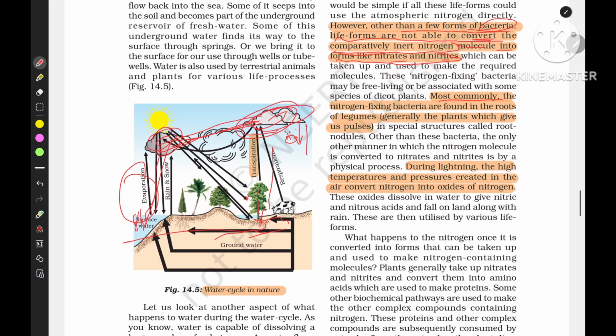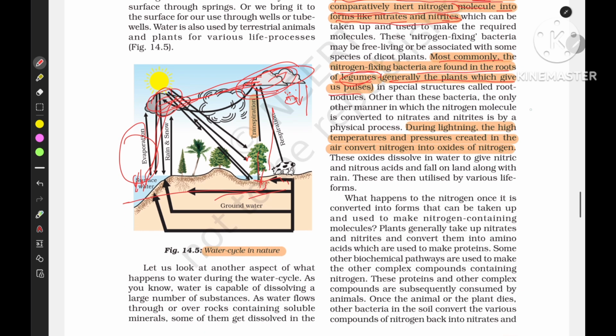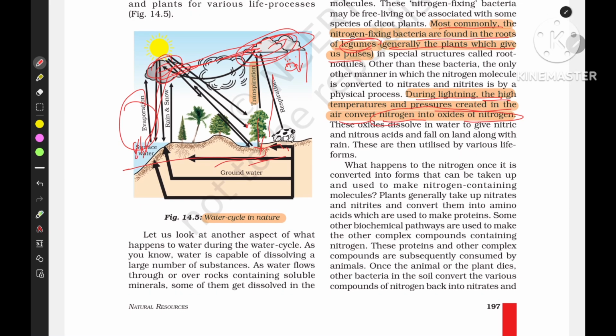Most commonly, the nitrogen-fixing bacteria are found in the roots of legumes, generally plants which give us pulses. During lightning, high temperature and pressure are created in the air, which converts nitrogen into oxides of nitrogen. Nitrogen forms bonds with oxygen and forms oxides of nitrogen.